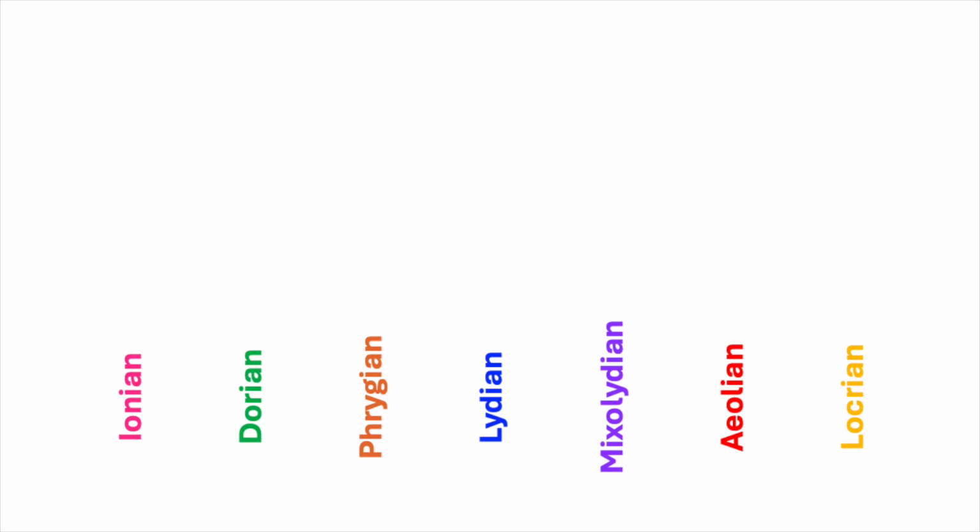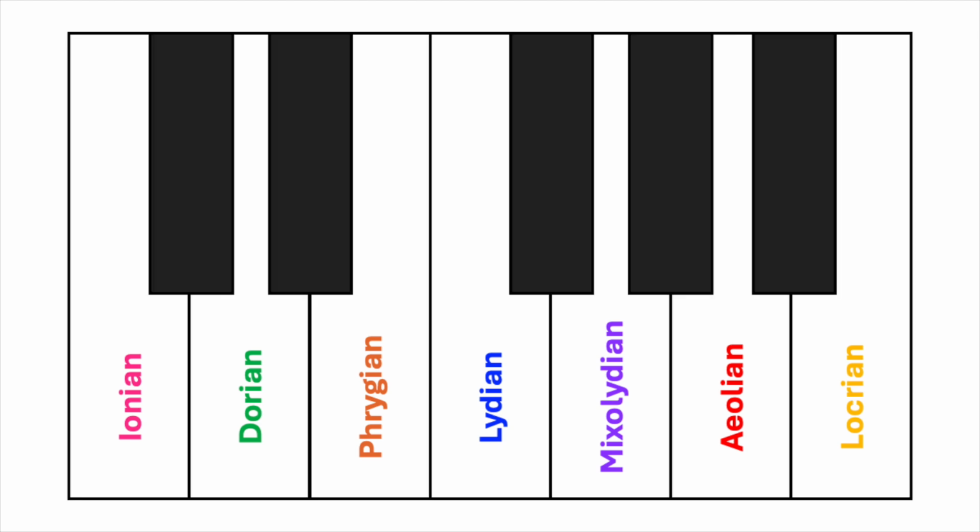The easiest way to work out the notes of a mode is to associate each mode with a key on the keyboard. An Ionian mode consists of all of the natural notes between C and C. The Dorian mode consists of all of the natural notes between D and D. The Phrygian mode consists of all of the natural notes between E, and so on. We will call these our anchor notes.